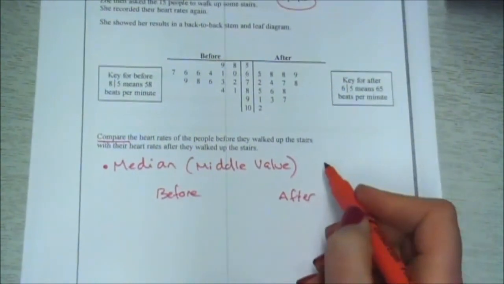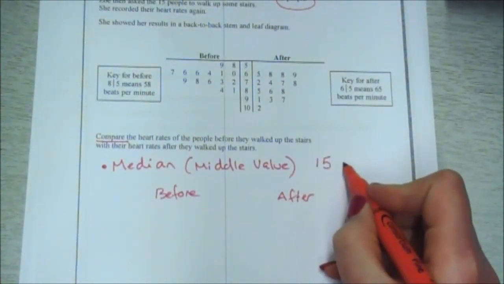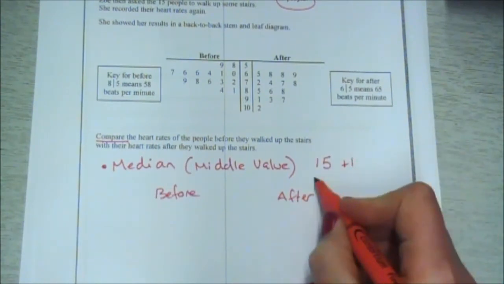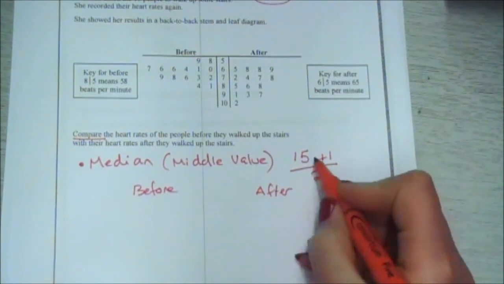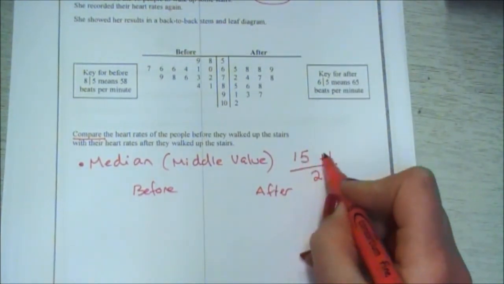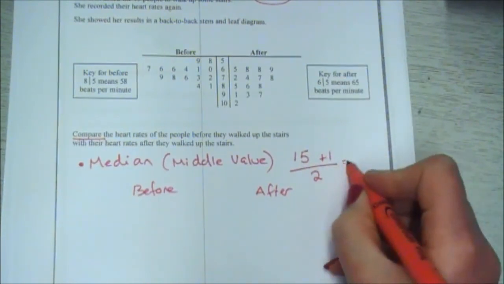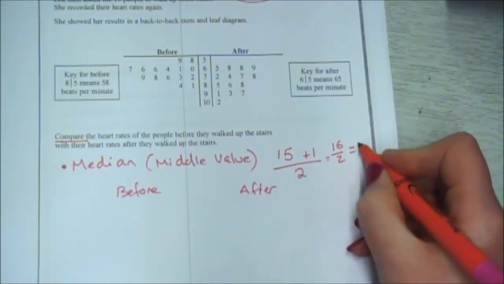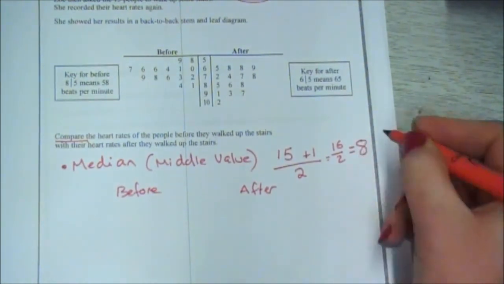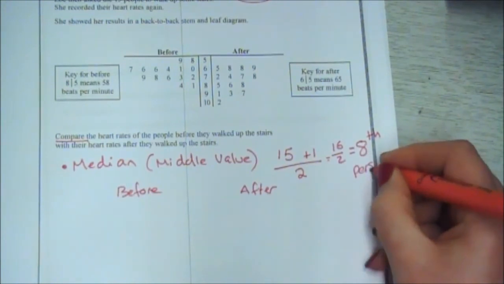So to find my middle value, first of all, there were 15 people in total. I need to add 1 for accuracy and divide by 2. So my total amount of people, add 1, and then I divide by 2 to find the halfway. That gives me 16 divided by 2, which equals 8. And what that 8 means is I am looking for the 8th person.